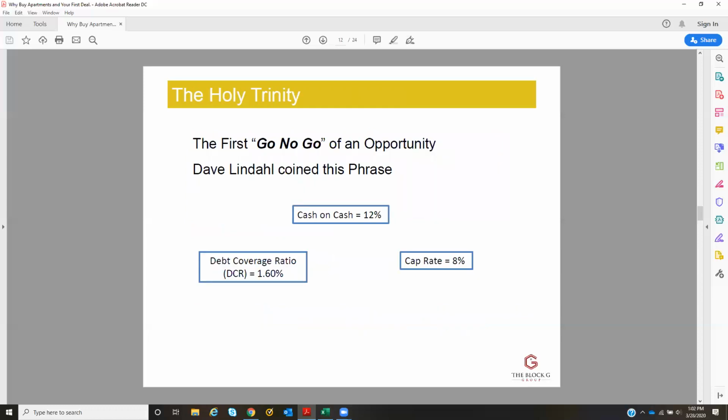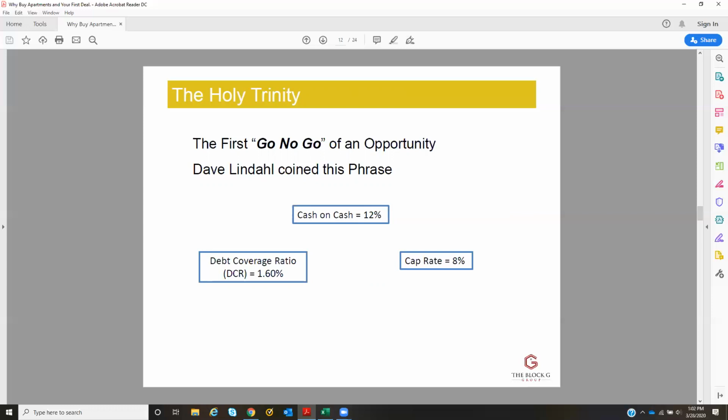Now let's talk about the Holy Trinity. We talked about this in the beginning. This is really your first go or no-go of an opportunity. I learned this many years ago from one of my mentors, Dave Lindahl, who coined the phrase. These are the three pillars that an opportunity has to have to move into the realm of a deal. When he first started, cash on cash was 12%, debt service coverage ratio was 1.60, and your cap rate was 8%.